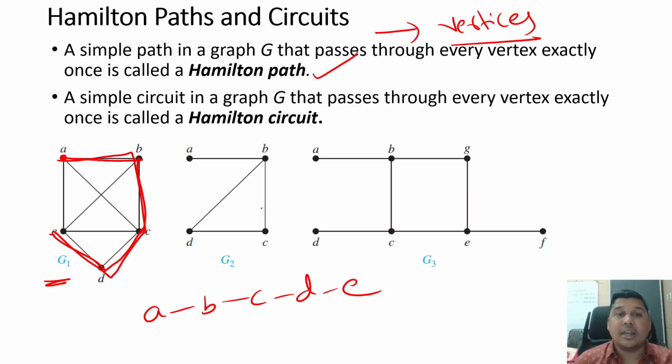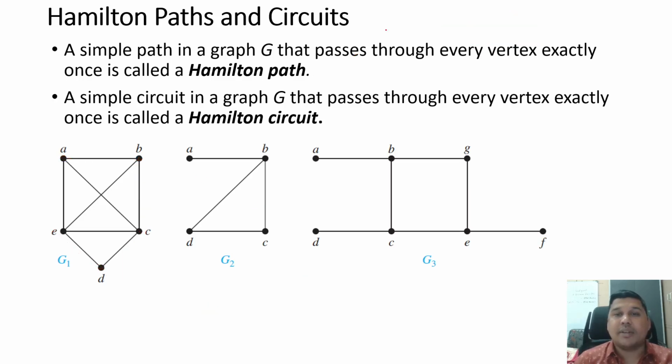That is a Hamiltonian path. Now let's see G2, whether it has a Hamiltonian path or not. From A I am going to B. From B I am coming to C. From C I am going to D. Yes, there is a Hamiltonian path. My focus is only on the vertices. All the vertices have to be covered. So this G2 also has a Hamiltonian path.